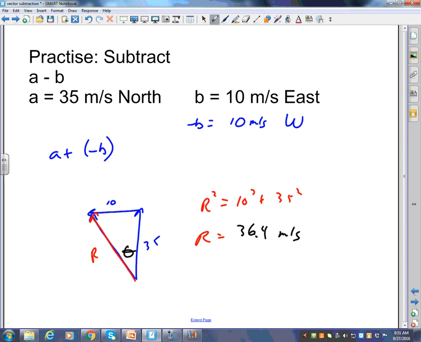Put an angle there, right? So inverse tan, opposite is 10, adjacent 35. Second function 10. And I get 15.9, or let's say 16. So that's going to be north 16 west. How many people got that one? Hands up. Awesome. Did you get that one? Okay, good. That's the easy one.